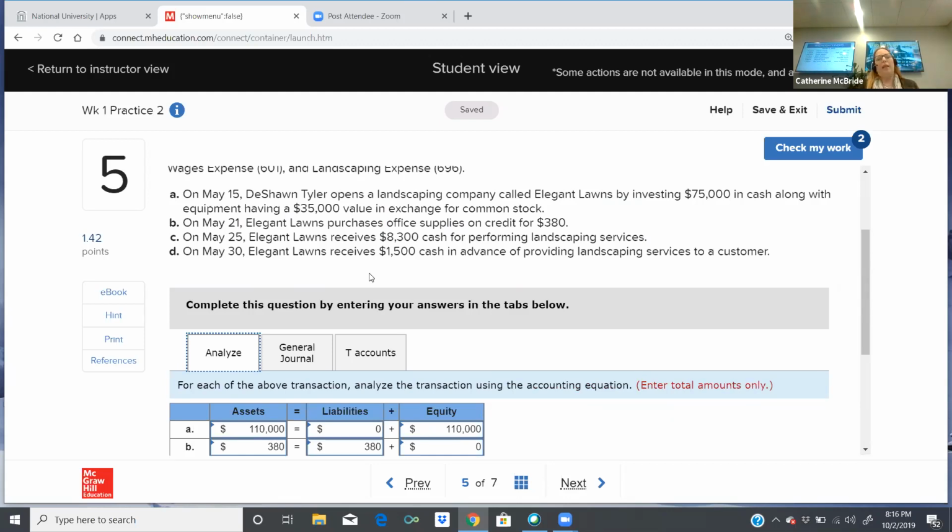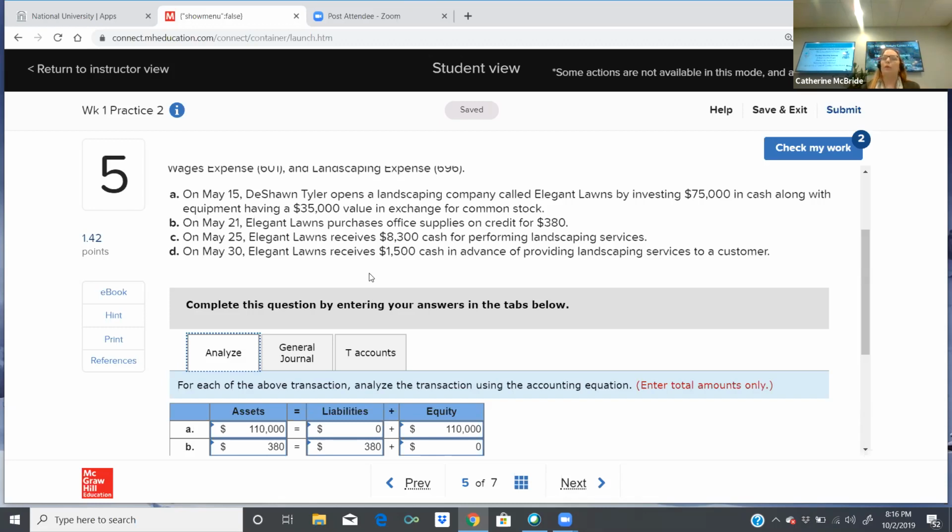On May 25th, Elegant Lawns receives $8,300 cash for performing landscaping services. We received $8,300 cash for performing landscaping services. Okay, what happened? Well, we went out and we did a job, we landscaped, and they handed us an $8,300 check. So what two accounts are affected? Okay, cash is one. We have $8,300 cash.